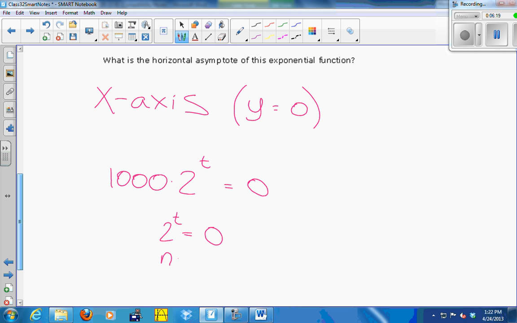So this has no solutions. So that's how I know it never touches the x-axis. But it does get very small. It does get close to 0.